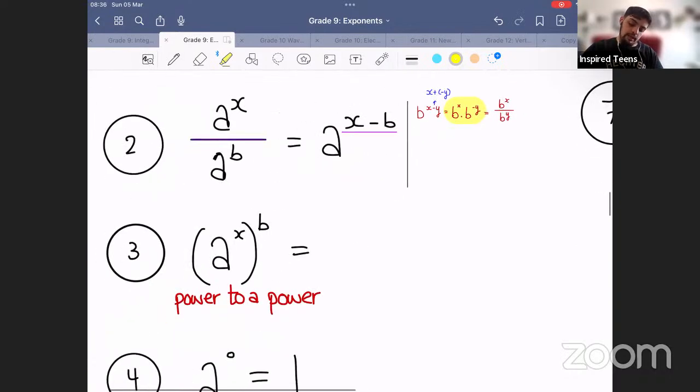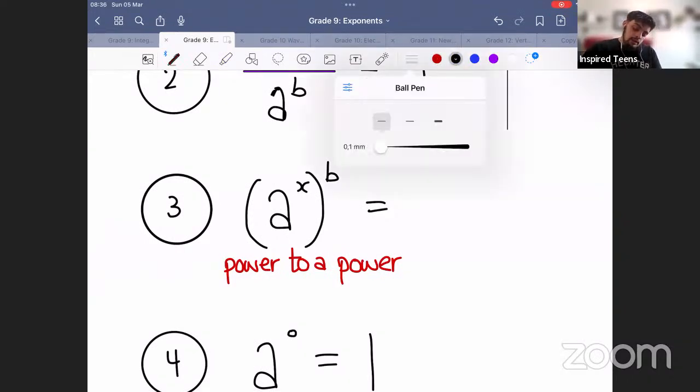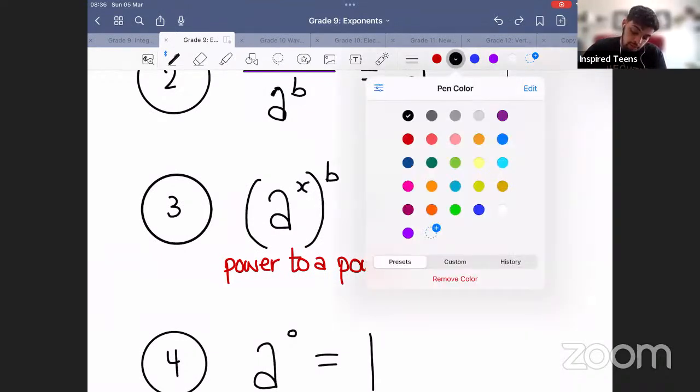Okay, let us move on. Number 3, we call this the power to the power. It's basically when you have a base and you have an exponent. So like a to the power of x. Sorry, you have a base to the power of x.